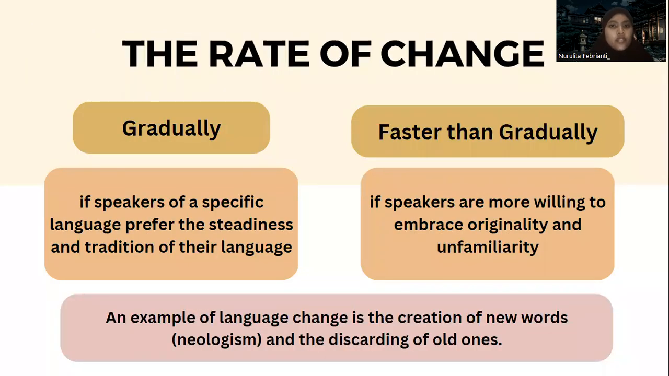And then there are several rates of change of a language in a community or a country. It can happen gradually, or we can say time by time, not all at one time. Gradual change happens when the speakers of a specific language prefer the steadiness and traditions of their language, so they don't easily adopt a new language, keeping the steadiness and tradition of their own mother language.